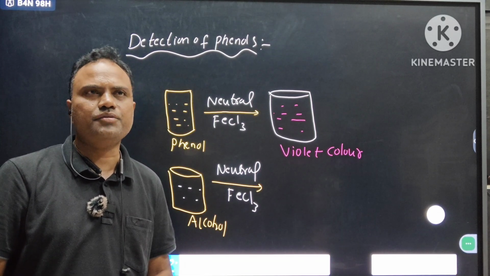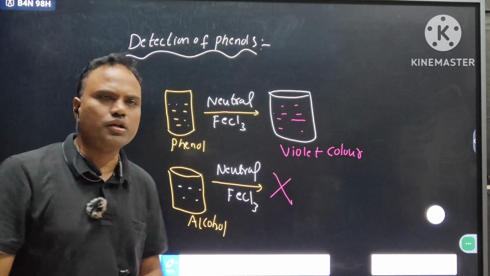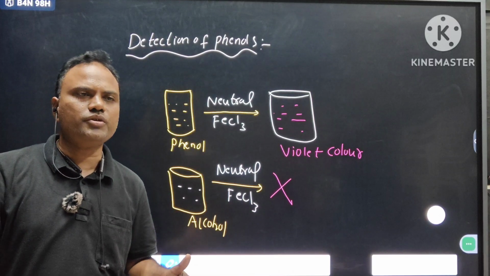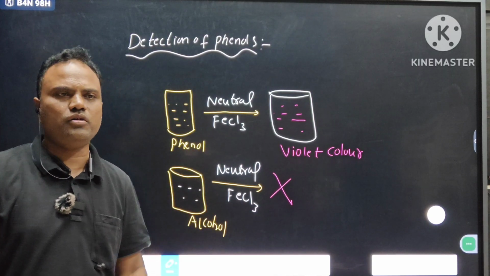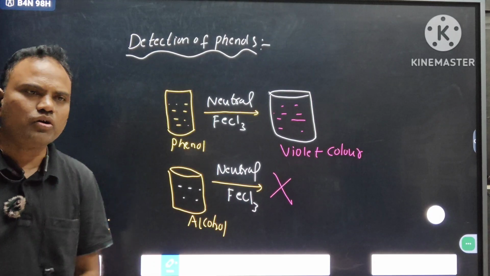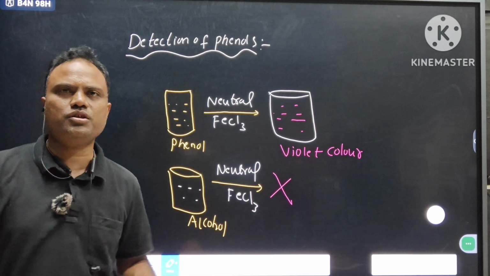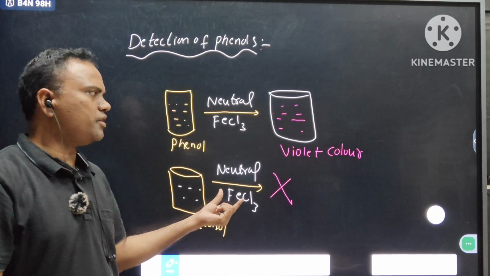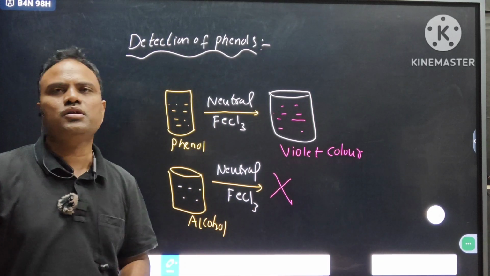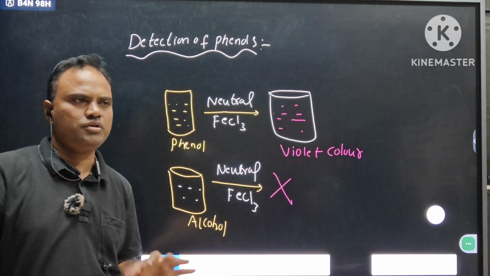The alcohols react with neutral ferric chloride, no color is found. So, FeCl3 is used to distinguish alcohol and phenols. Which of the following reagent is used to distinguish alcohol and phenol? Neutral ferric chloride. Neutral ferric chloride reacts with phenol only, but it does not react with the alcohol. So, you can use this reagent to distinguish.